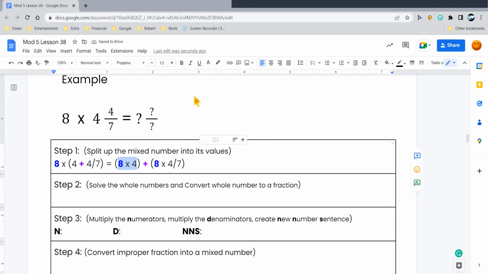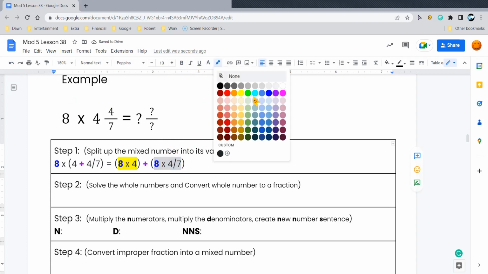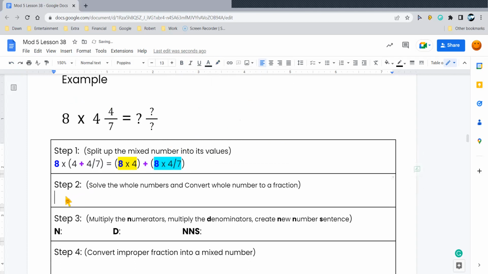Now right here, I'm going to make this yellow, and then I'm going to make this blue so you can see how everything goes. So first I'm going to do 8 times 4, which is 32, and I'm going to add. This 32 will become yellow because that's where I got it from. And then right here, I'm going to copy this, and it comes down here.